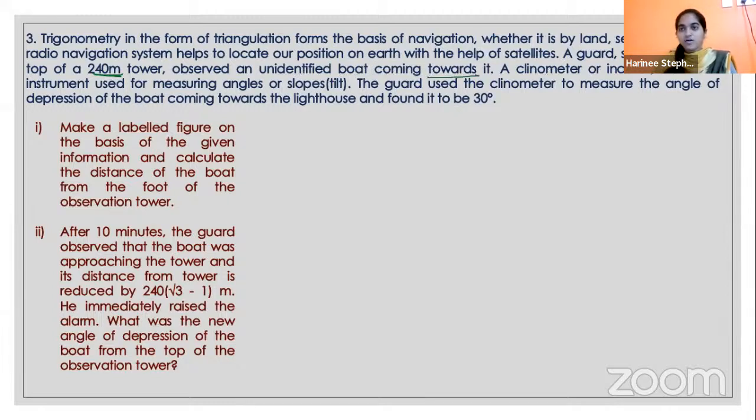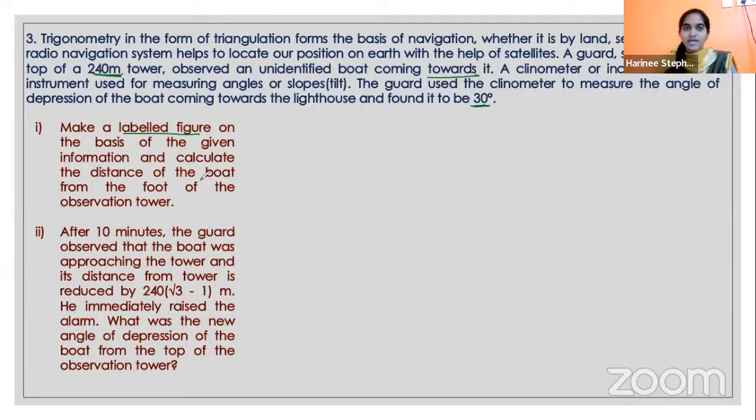A clinometer or inclinometer is an instrument used for measuring angles or slopes. The guard used the clinometer to measure the angle of depression of the boat coming towards the lighthouse and found it to be 30 degrees. You are supposed to make a labeled figure, which means a diagram, and you are going to calculate the distance of the boat from the foot of the tower.